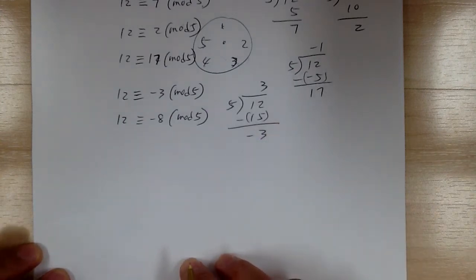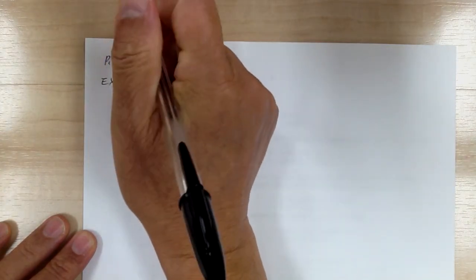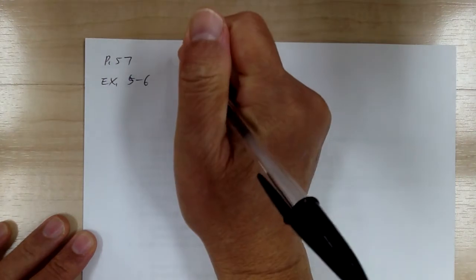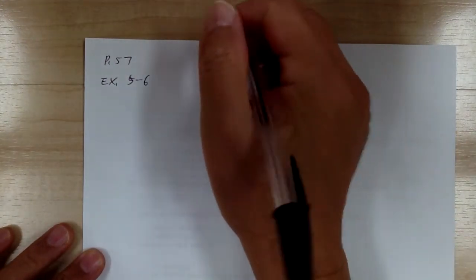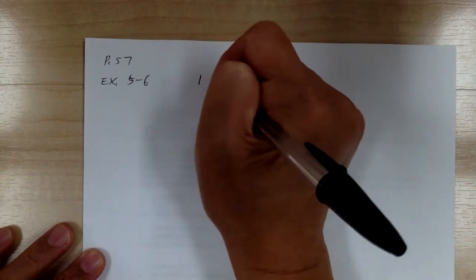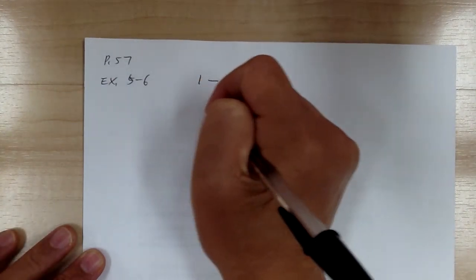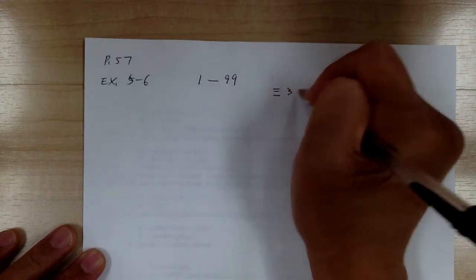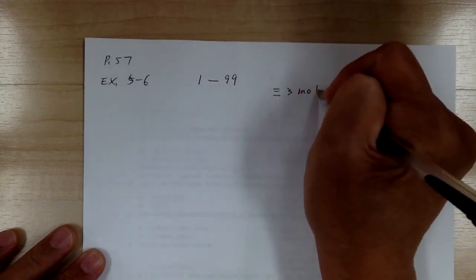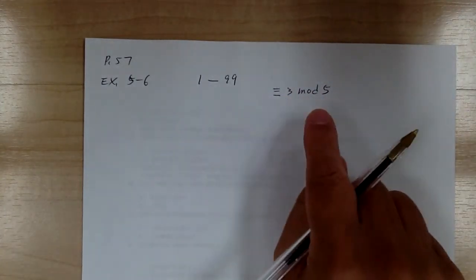Now, let's do some examples. Let's go to example 5.6. It says, how many positive integers less than 100 are congruent to 3 mod 5? Positive integer means starting with 1, and less than 100 means 1 through 99. So how many numbers are 3 mod 5?